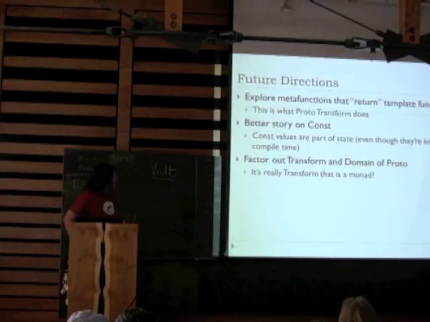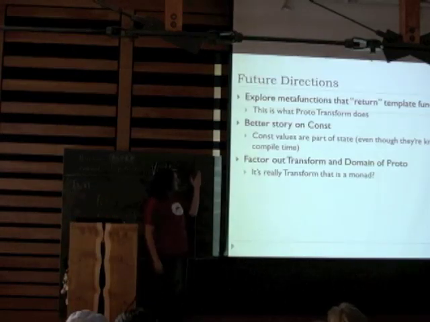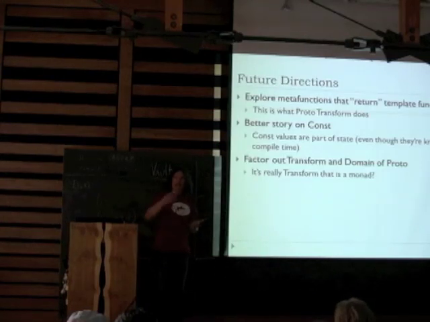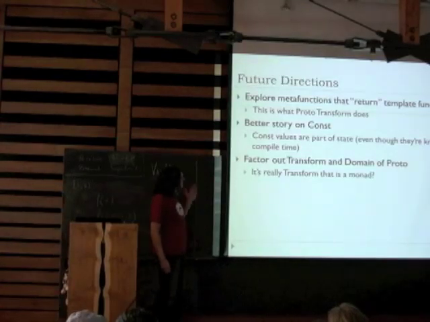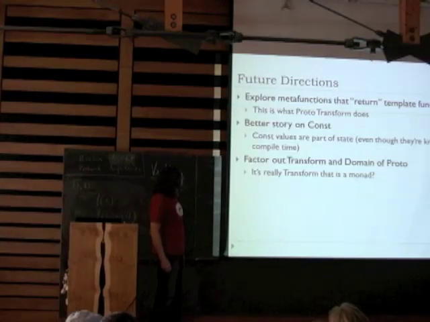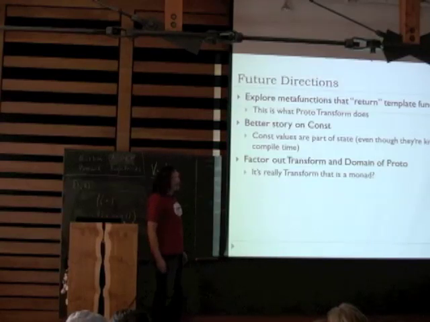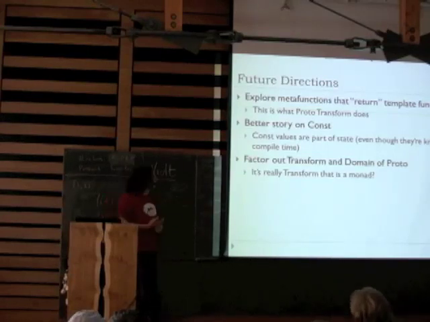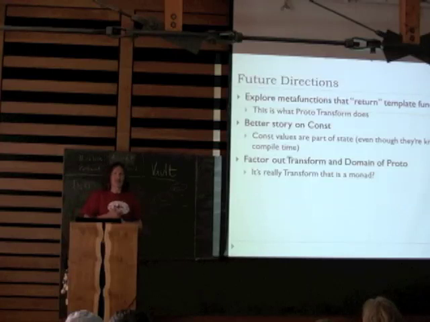And these are things that I just came up with, like what could be done with this in the future. So the first thing that comes to mind is these meta functions that return template functions. This is what Proto is doing, right? And we can have this in the monadic language as well. A better story on const, definitely, because I just cheated here. And I would like to understand how to factor out the transform and domain of Proto, to turn that into monads.